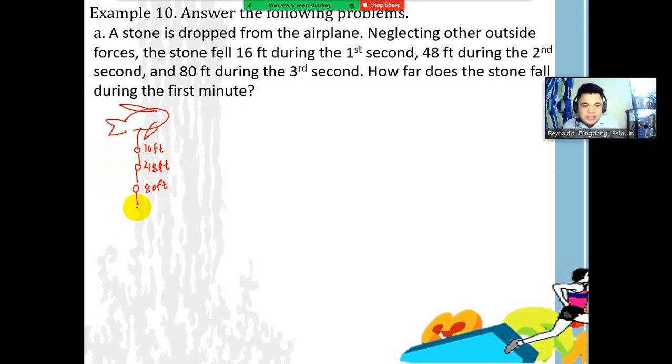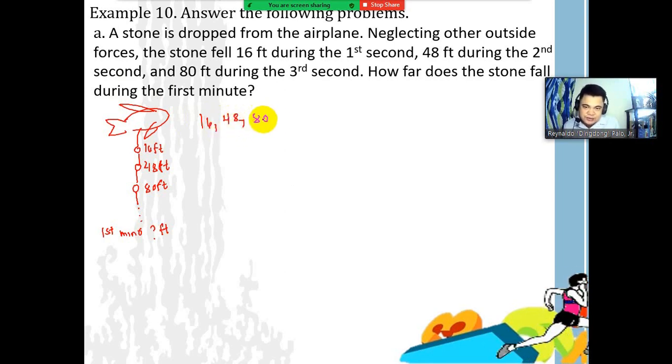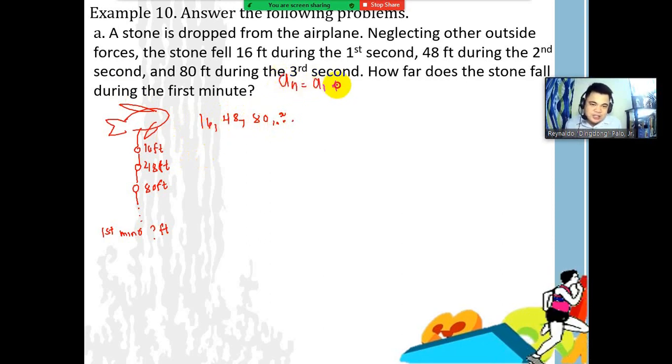What we are looking for is how far the stone falls during the first minute. So let's say during the first minute, what is the distance? We are looking for the number of feet. First, let's write the sequence. 16 for the first second, 48 for the second second, and then 80 for the third second, and so on. We will be using an ellipsis here. Then we will use the formula a sub n equals a sub 1 plus n minus 1 times d.